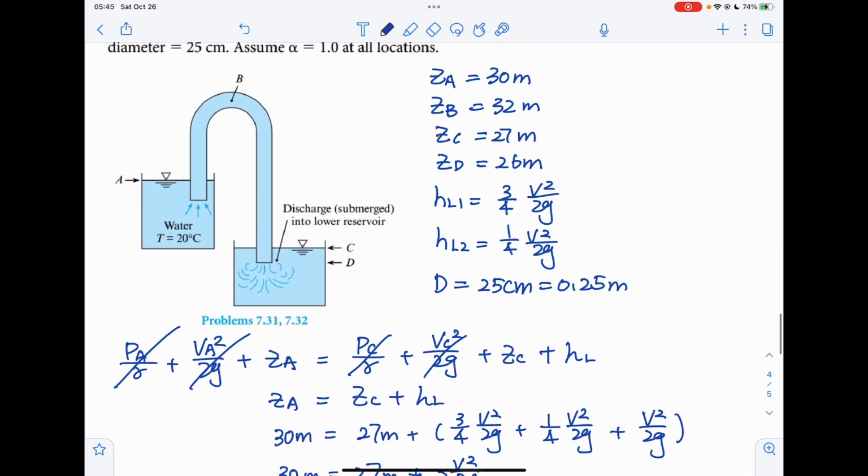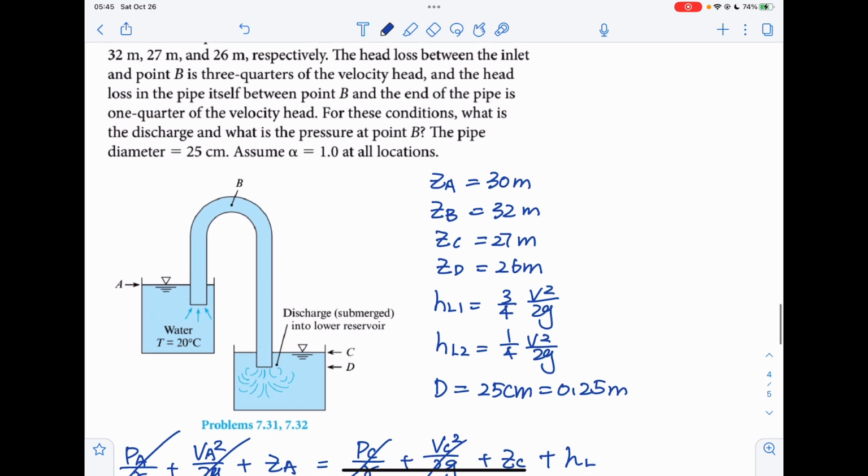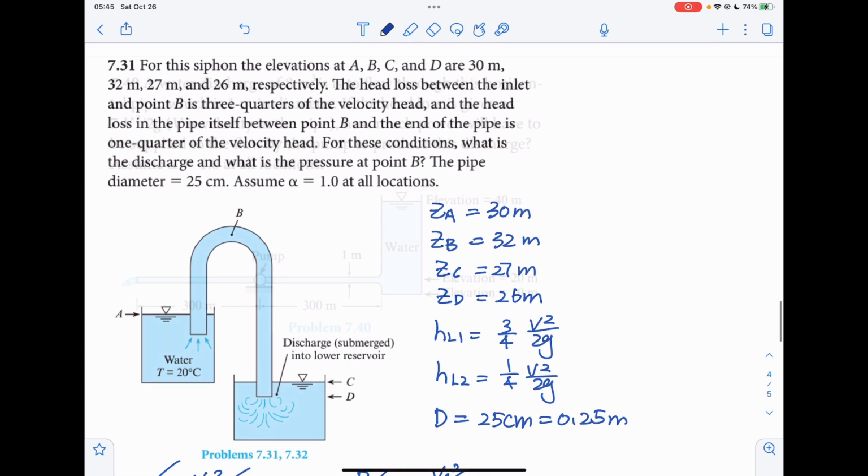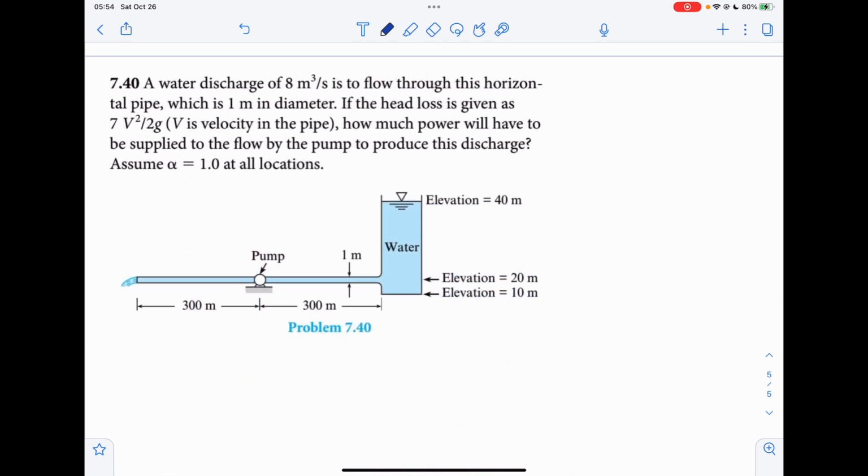Because point B is higher than point A, you will have a negative pressure at point B. Now let's look at 7.40.